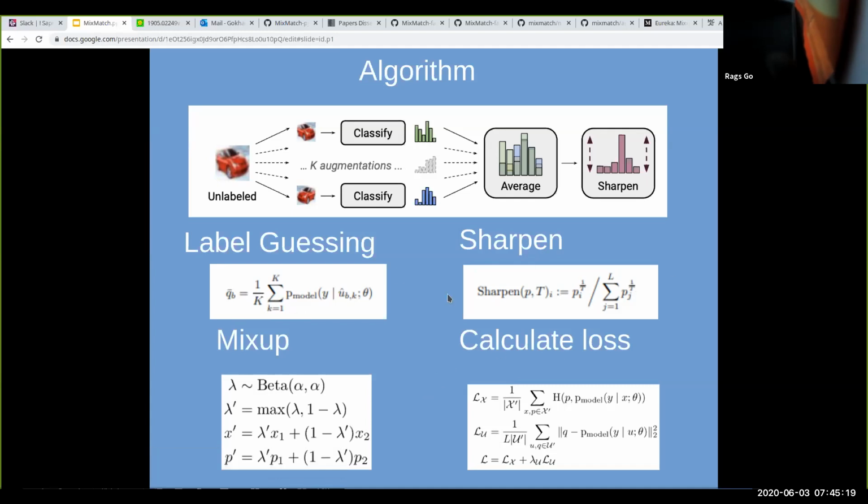After this comes the sharpening formula, or the equation that they've used, where they have another tuning parameter called T, which is the temperature required to sharpen the label that is guessed based on the average prediction obtained in the previous step. They take the decision boundary away and make the prediction more confident, so that when the loss is calculated on the unlabeled data, it is not affecting the final prediction.